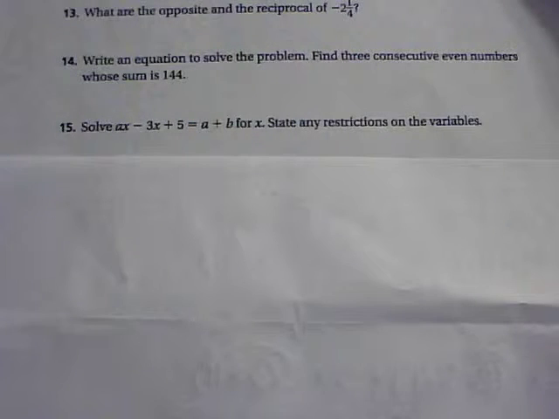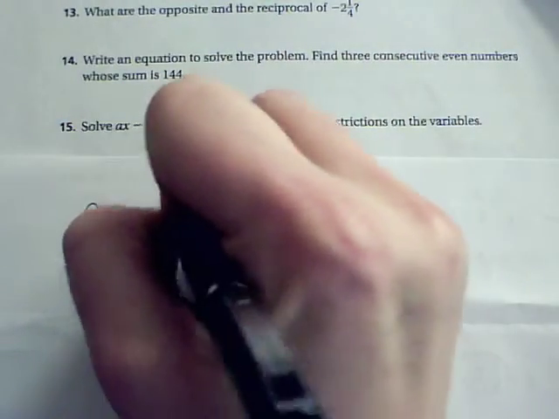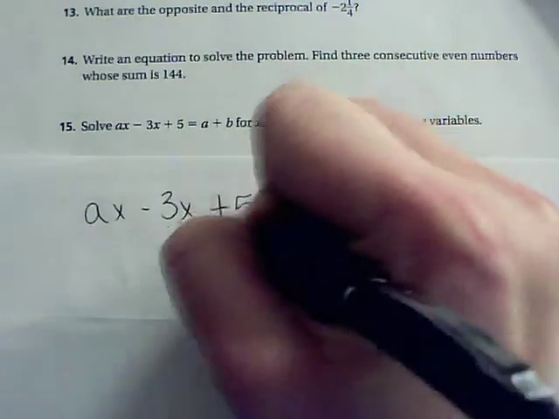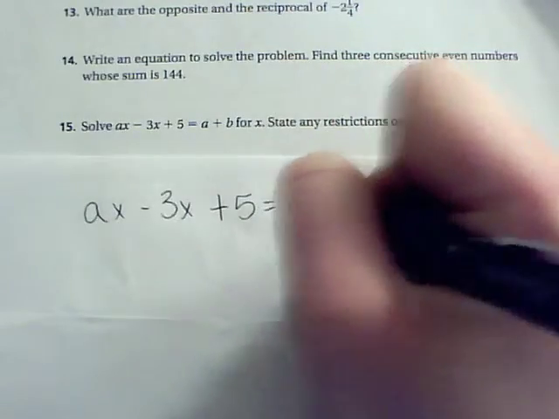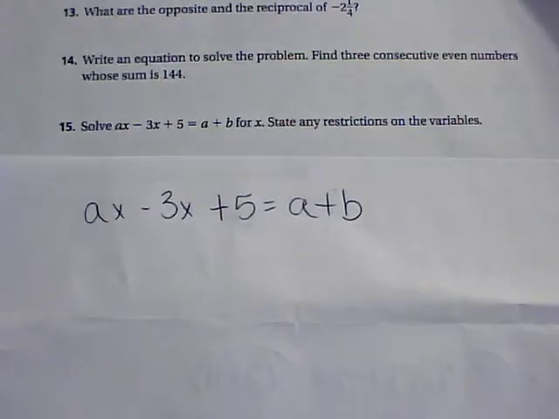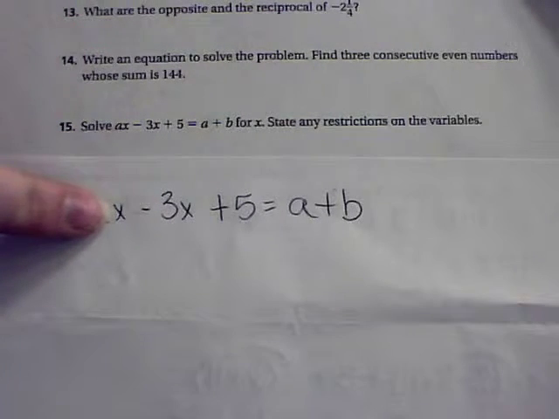So what that means is we're going to want to move everything that we have that's not attached to the a to the other side. So if I look at this, ax minus 3x plus 5 equals a plus b. I want to isolate all of the variables that have x in it. So these two I'm going to keep on this side for now.